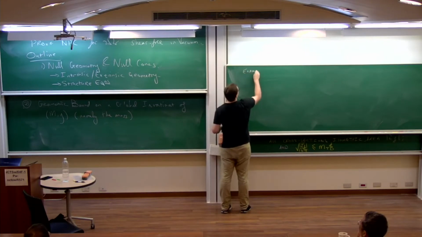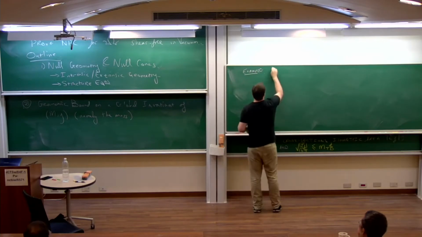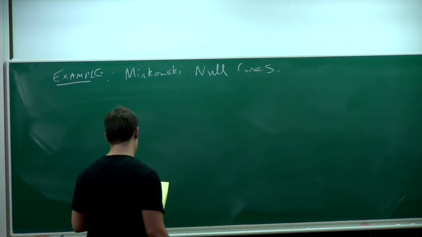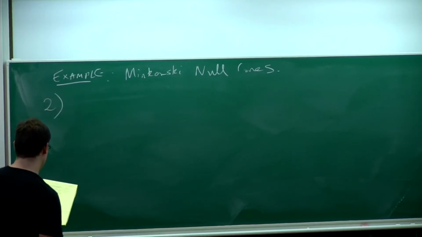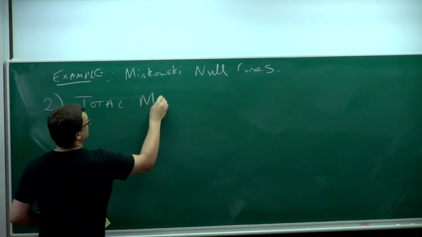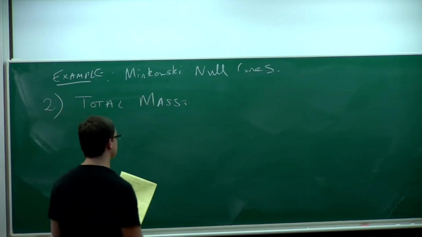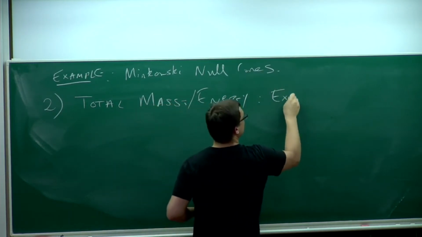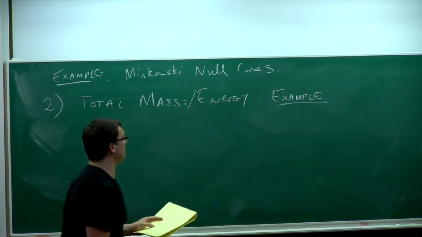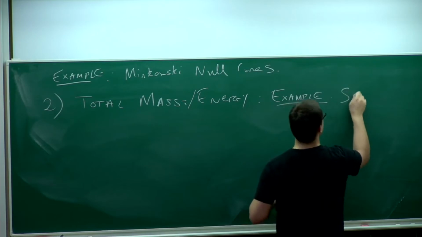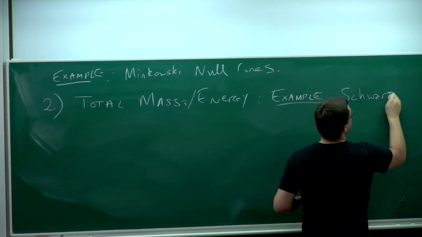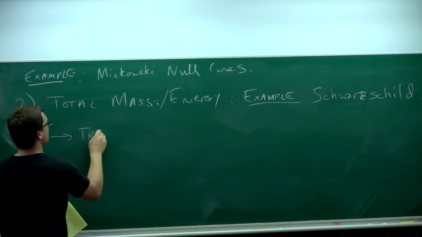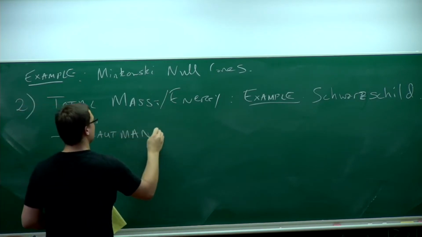So then I'll go on to talking about the example of Minkowski null cones. And then in my second talk, we can use this analysis to talk about total mass and energy. And I'll do that by using, rather than giving you the tedious definition of what an asymptotically flat null hypersurface is, I'll just lean on our intuition for Schwarzschild to do all the heavy lifting, and that will finally lead us to the Trautman-Bondi mass and the proof that I'm seeking to show.